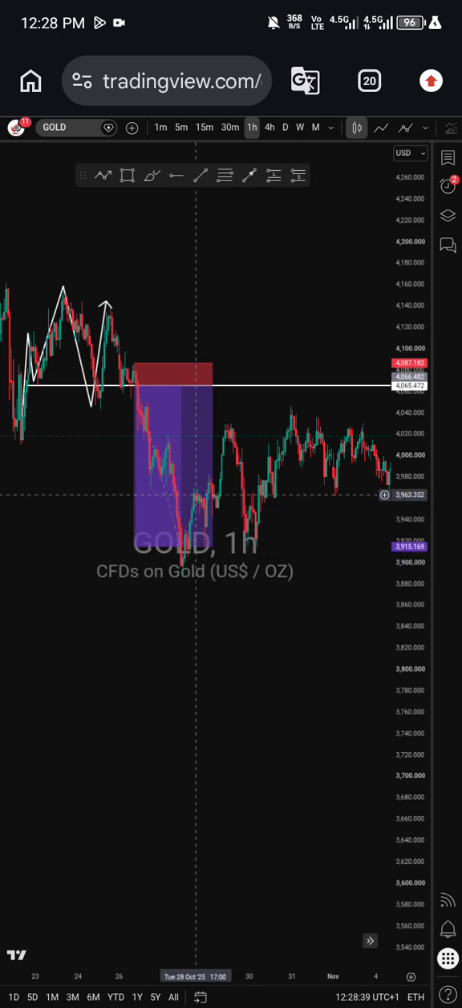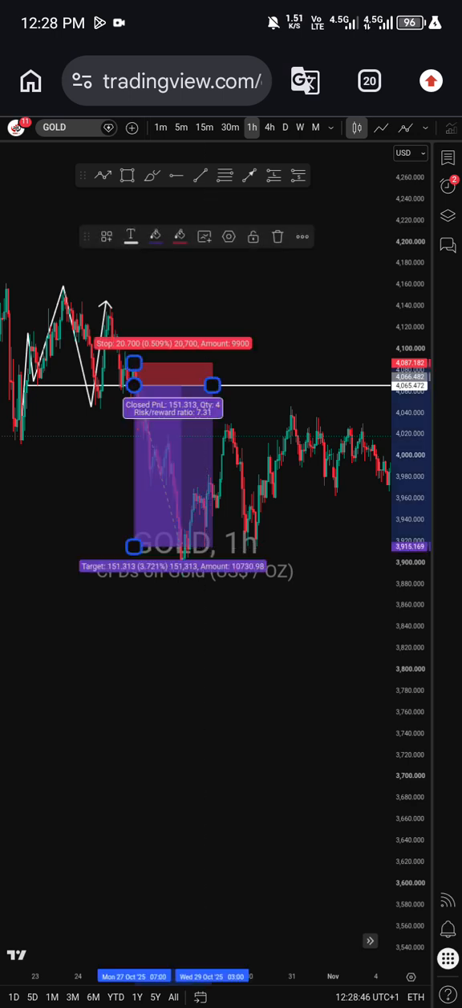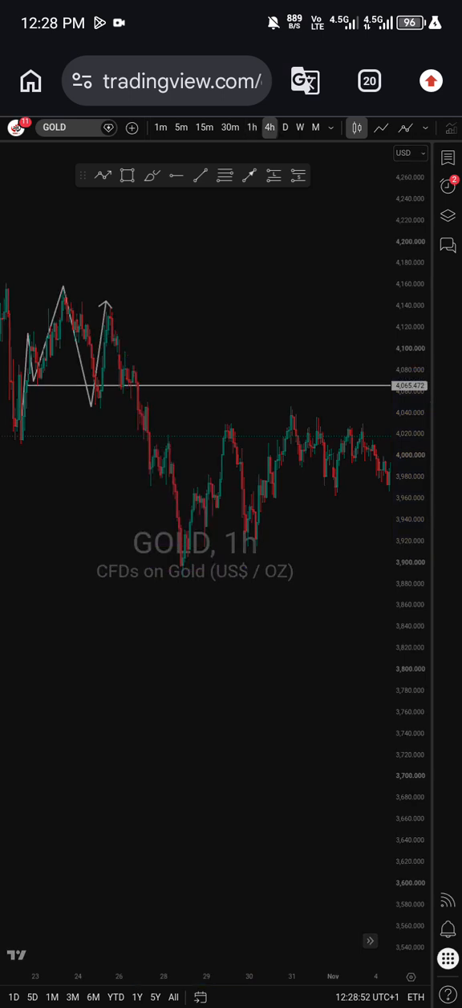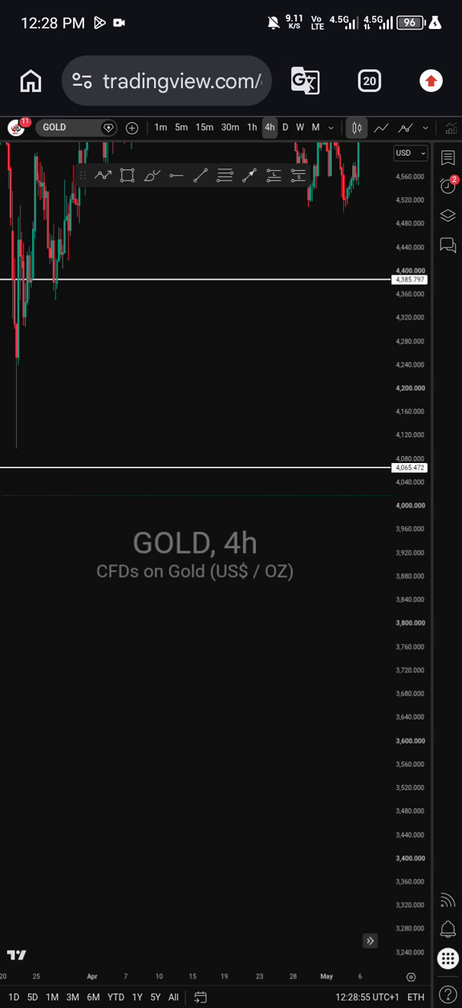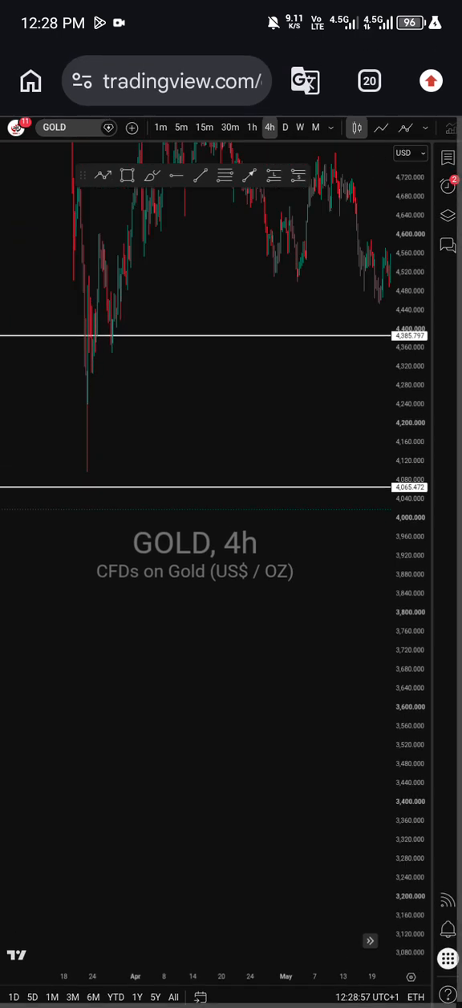So on this pullback, when you see the market have done this, you are seeing it starting to pull back, you can close it here. Another sharp one is to sell. So that's it. Just watch and see how it goes.